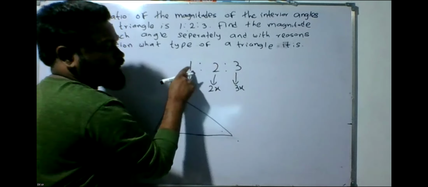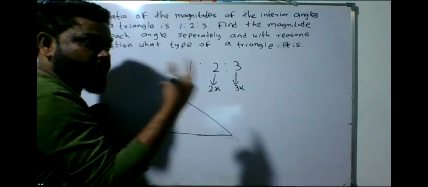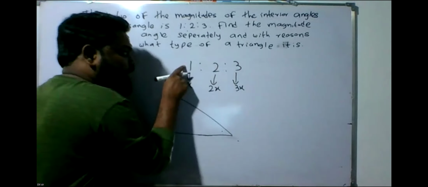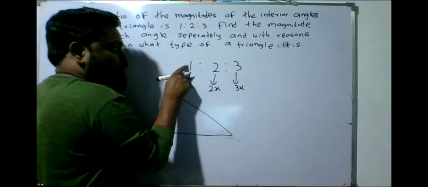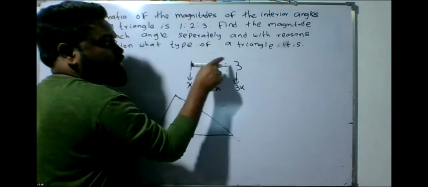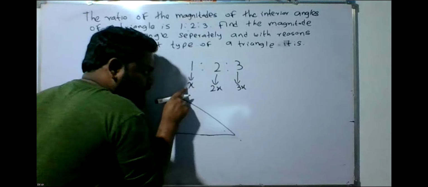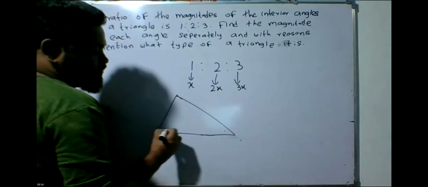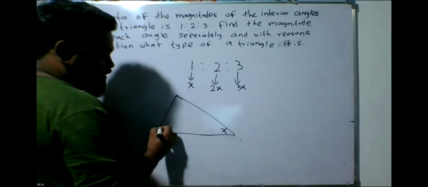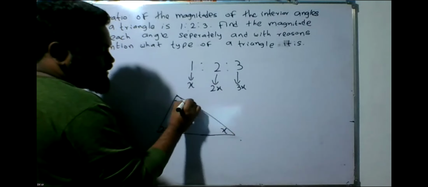The meaning of the ratio is, if this is 1 degree, this is 2 degrees and this one 3 degrees. Just like that, if this is x degrees, this should be 2x, this should be 3x. Then we can place it this way: smallest one x, second one 2x, third one 3x.